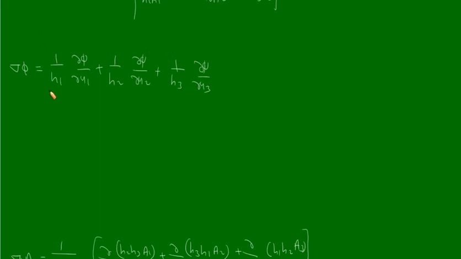Now in the cylindrical coordinate system, u1 is equal to rho, u2 is equal to phi, and u3 is equal to z, and h1 is equal to 1, h2 is equal to rho, h3 is equal to 1. If you substitute these values here, then del phi in cylindrical coordinates will be equal to 1 by h1, which is 1, then dou phi by dou u1 will be dou phi by dou rho, plus 1 by h2 will be 1 by rho, dou by dou phi.